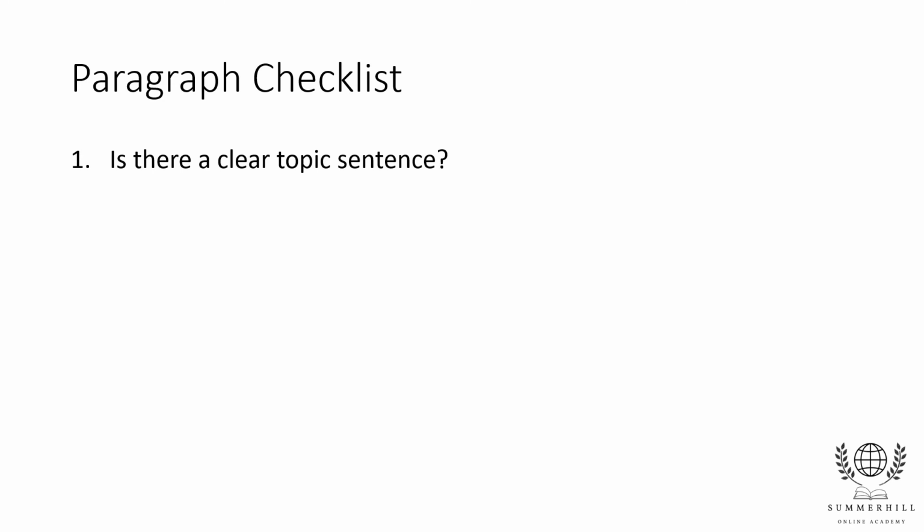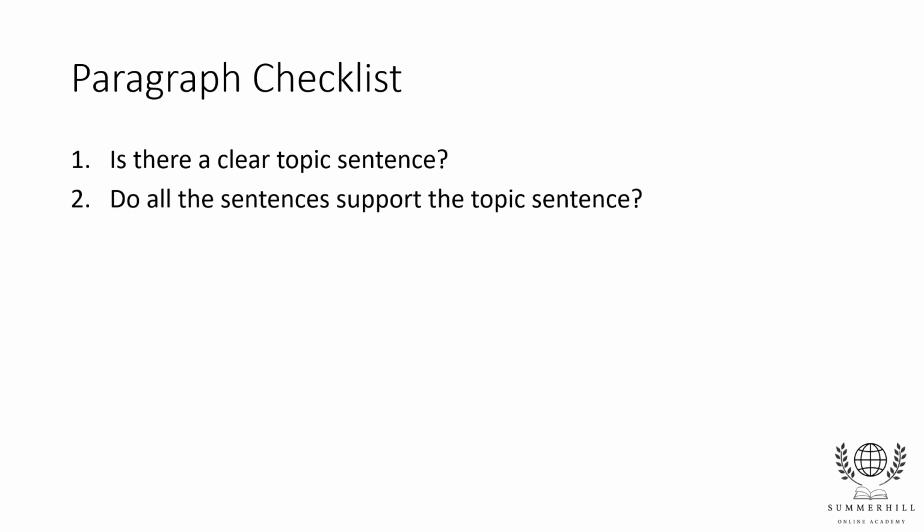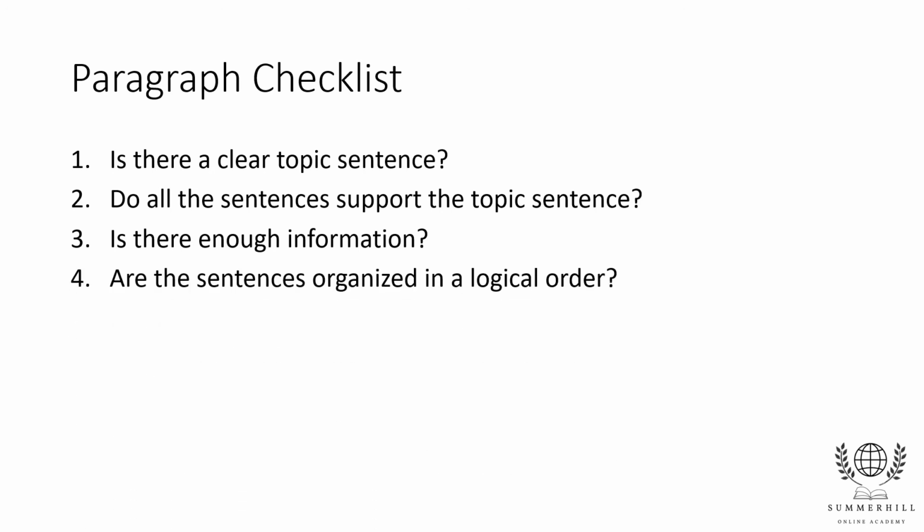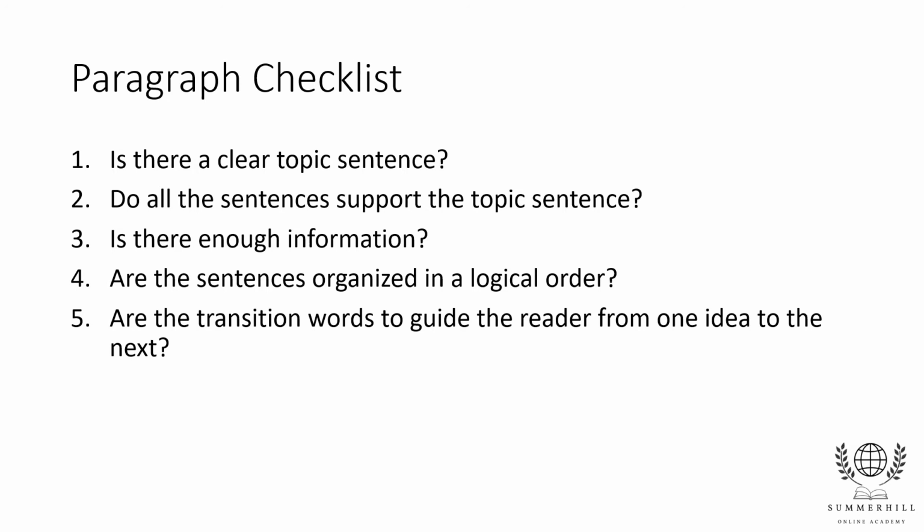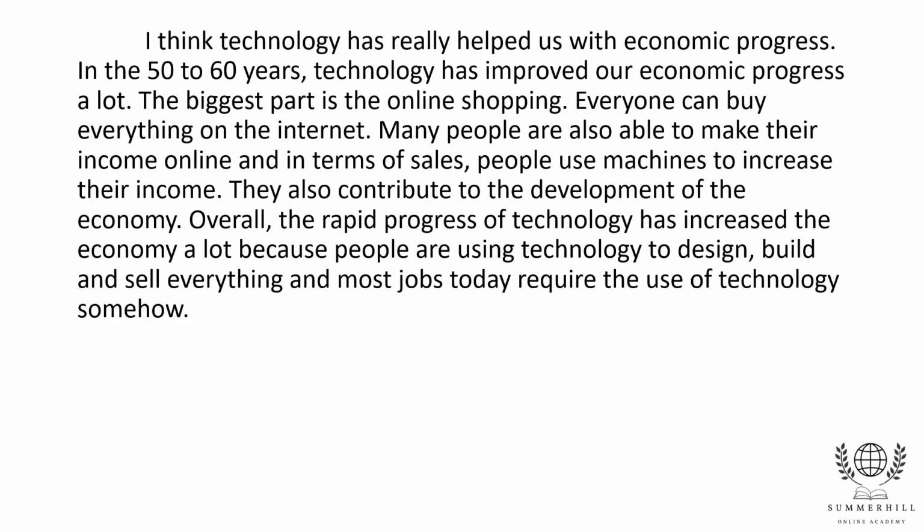Just going through this again, there should be a topic sentence. All the sentences have to support the topic sentence. There has to be enough information to support that topic sentence. So we can't have a 2-sentence paragraph, for example. The sentences should be organized with cohesive devices, transitions, subordinations, and conjunctions that allow the ideas to flow logically, right?